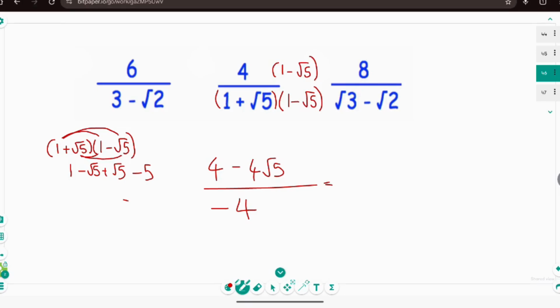Now let's just divide everything by negative 4 to simplify. Because as you can see, 4 is a factor of all of them. I want to be left with nothing on the denominator. So 4 divided by negative 4 is negative 1. Negative 4 root 5 divided by negative 4 gives you positive root 5.